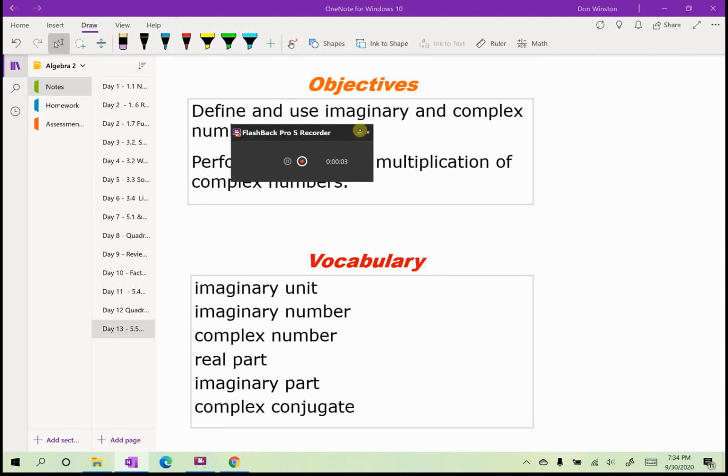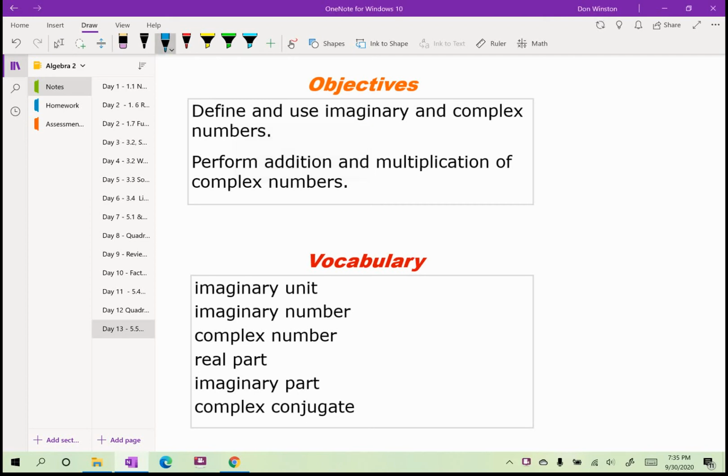Okay, good morning everyone. Today we are going to continue on. We'll be working in section 5.5. Today we'll be looking at the complex number set. Just when you got the hang of the real number set, which includes the rational and irrational numbers, we will introduce the complex number set. So our objective today will be to define and use imaginary and complex numbers.